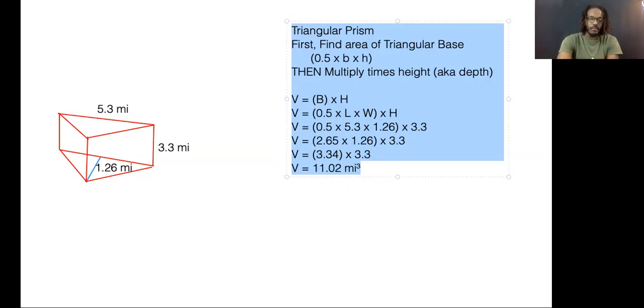You can just put 11.02 or 11. Either way, I'll even let you put 11.01, 11.08. Okay, skedaddle, go do it.